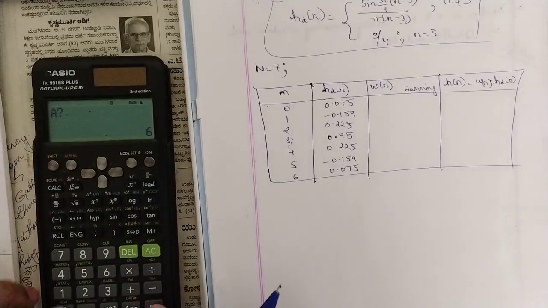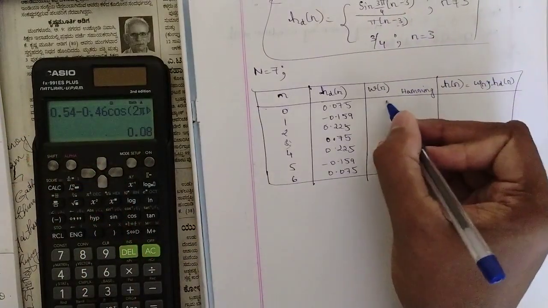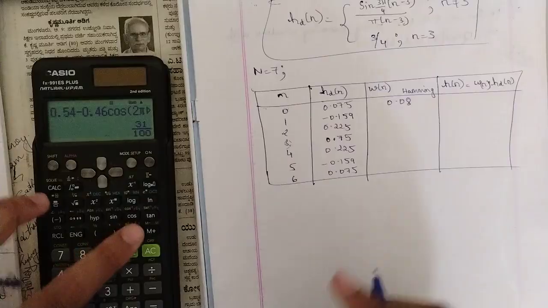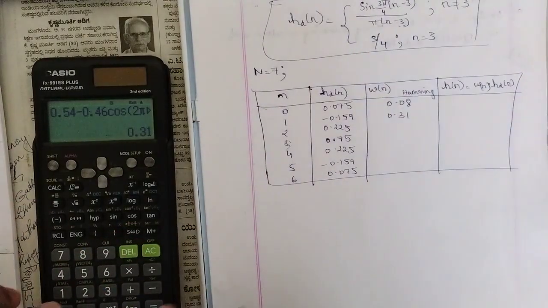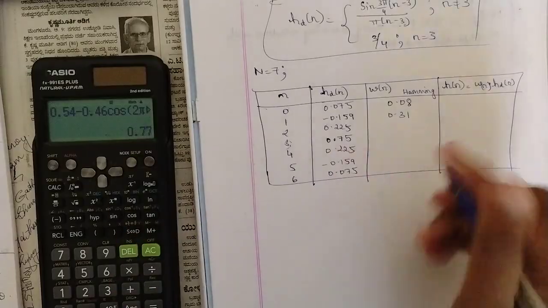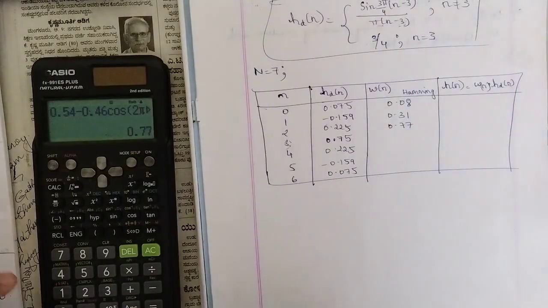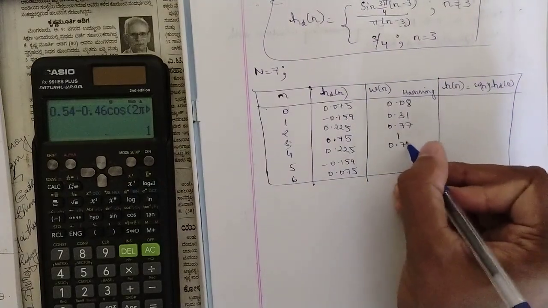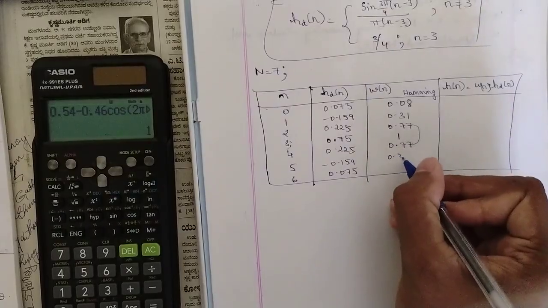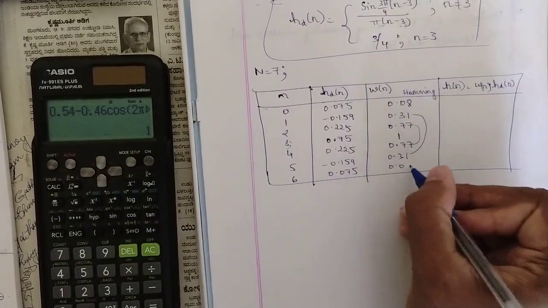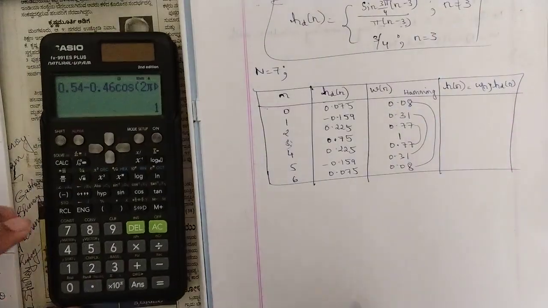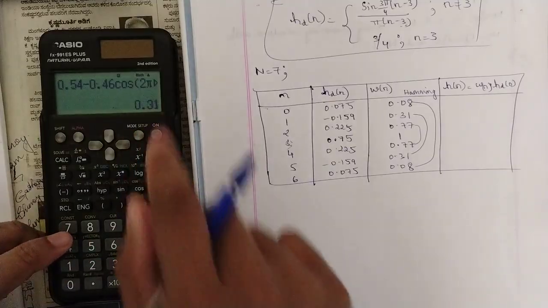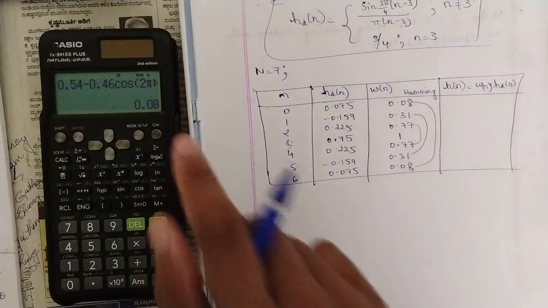Press calc button. The first value, for 0, is 0.08. Next, for 1, 0.31. For 2, 0.77. For 3 it is 1. Now the other 3 values are mirror images, that is this is 0.77, this is 0.31, this is 0.08. Check it if you want. For 4, 0.77. For 5, 0.31. For 6, 0.08.